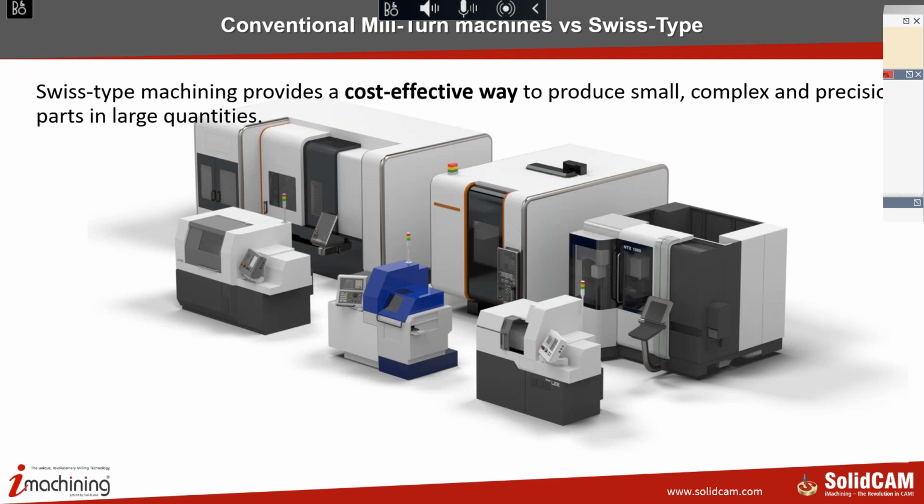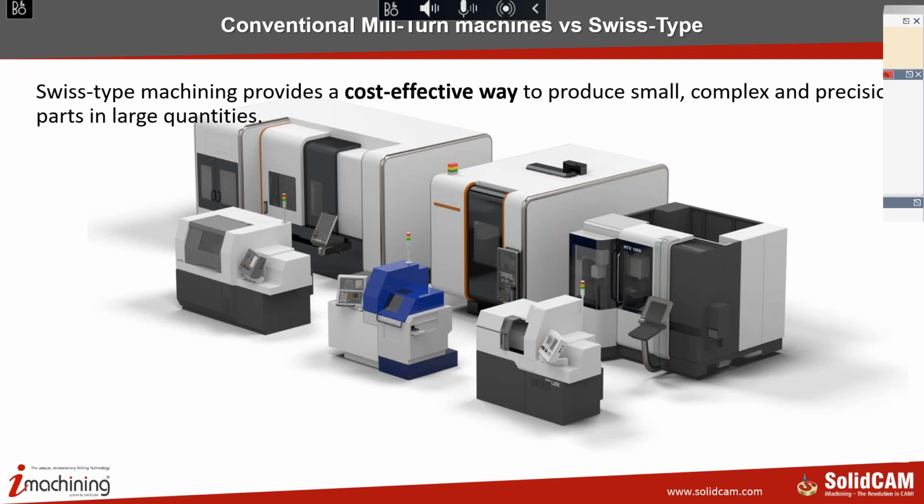All right. One of my favorite pictures over here. I just tried to put what the Swiss-type machines are in one sentence, and I just say that Swiss-type machining provides a cost-effective way to produce small, complex, and precision parts in large quantities.